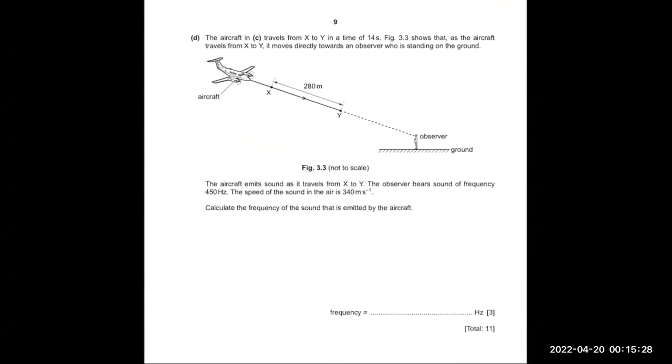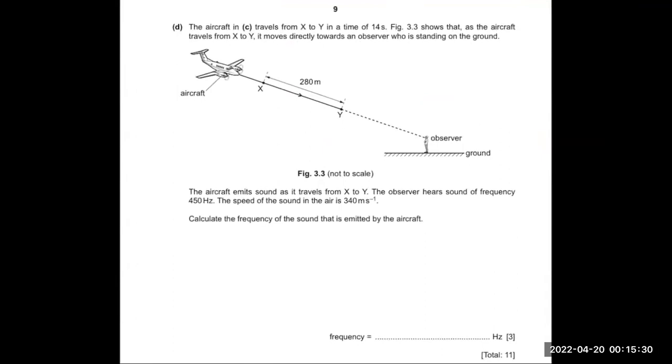Let's move on to question part D. The aircraft in C travels from X to Y in a time of 14 seconds. Figure 3.3 shows that as the aircraft travels from X to Y, it moves directly towards an observer who's standing on the ground. The aircraft emits sound as it travels from X to Y. The observer hears the sound of frequency 450 Hertz.